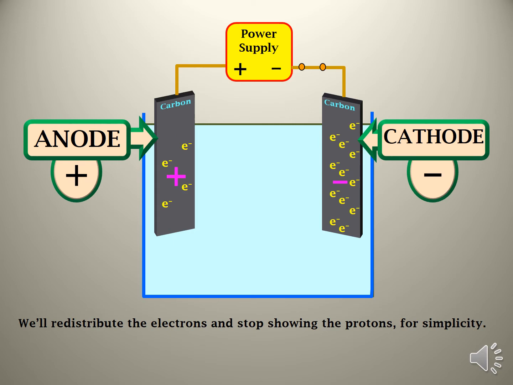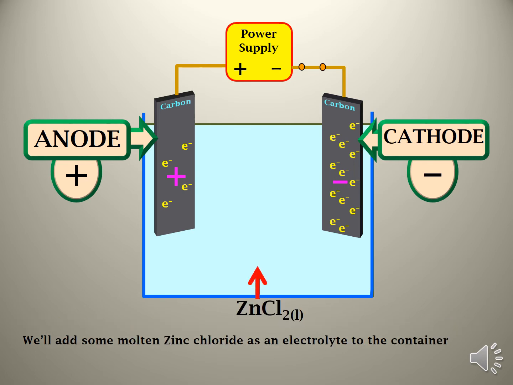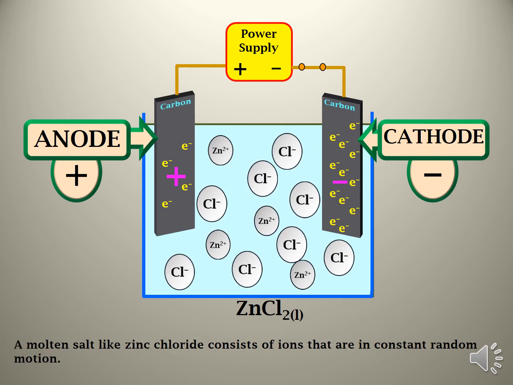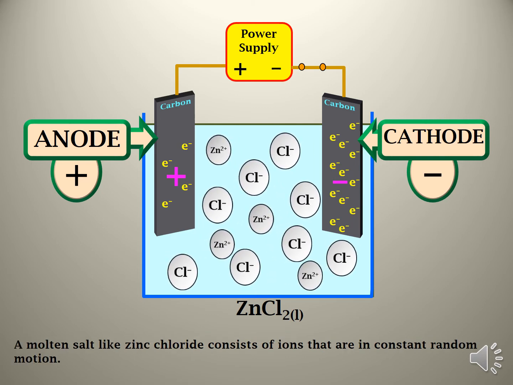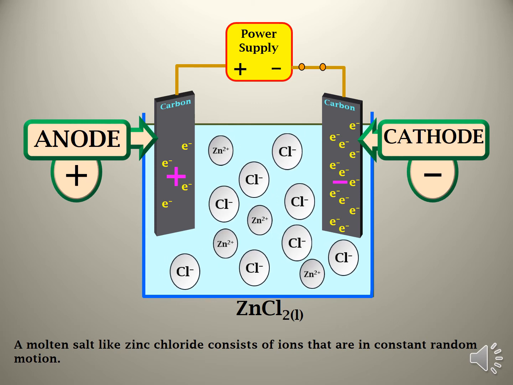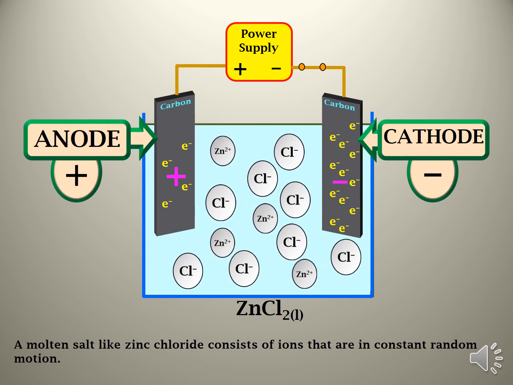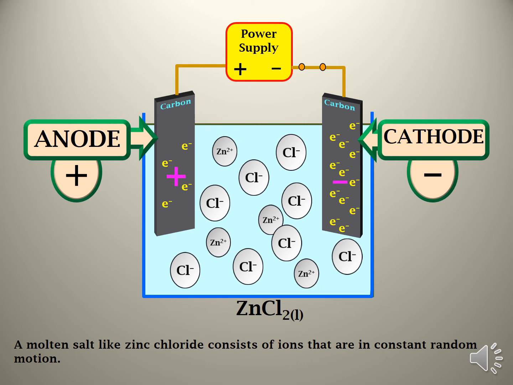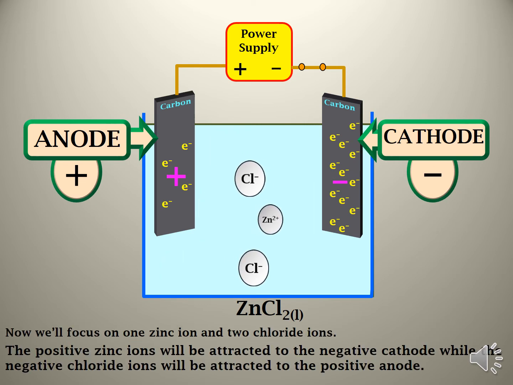We will redistribute the electrons and stop showing the protons in carbon electrodes for simplicity. Add some molten zinc chloride as an electrolyte to the container. A molten salt like zinc chloride consists of ions that are in constant random motion in the electrolyte. Now we will focus on the zinc ion and two chloride ions.